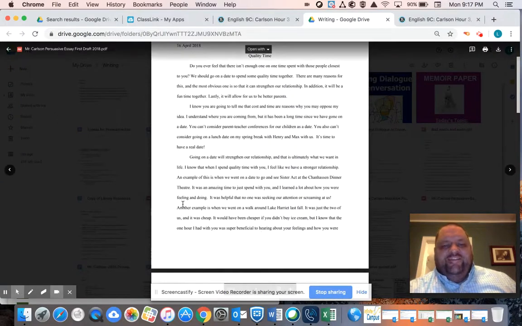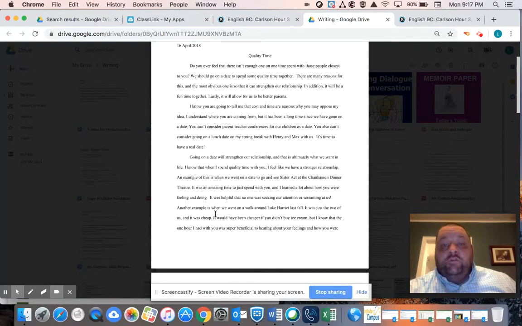Another example is when we went on a walk around Lake Erie last fall. It was just the two of us, and so you can see I have my two emotional details. They're specific. This is what I really want. I want you to be specific. I think mine is pretty in depth. I would not be that in depth, but if you are, no big deal.